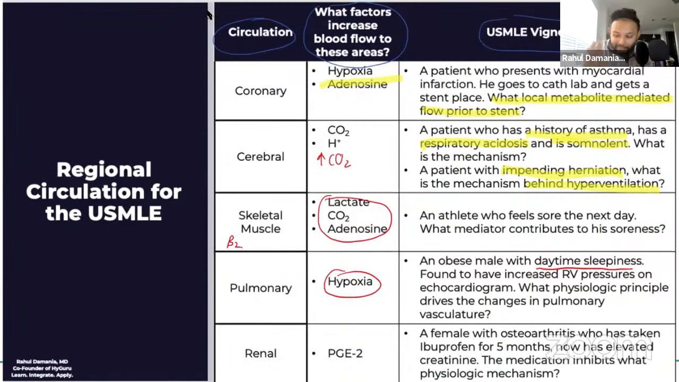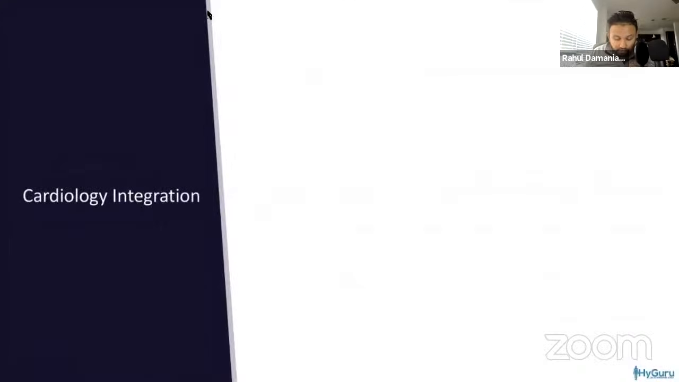So let's talk a little bit about this vignette, which is commonly tested. A female with osteoarthritis who has taken ibuprofen for the last 5 months, which is an NSAID, now has elevated creatinine. What is the mechanism? Well, we know that NSAIDs are going to modulate the cyclooxygenase pathway. You have low PGE2. And if you have low PGE2, you're going to have afferent arteriolar constriction and subsequently impaired clearance of creatinine.